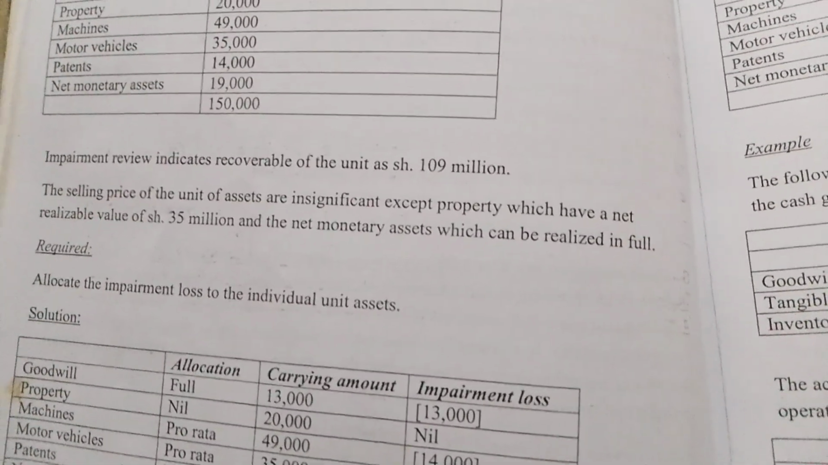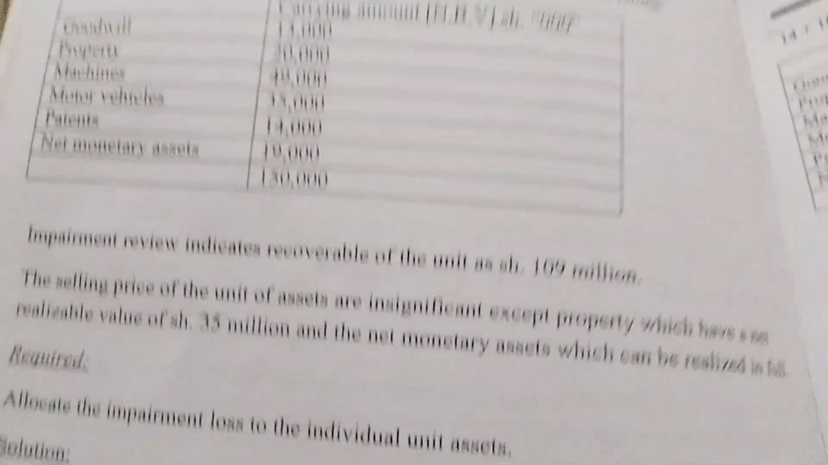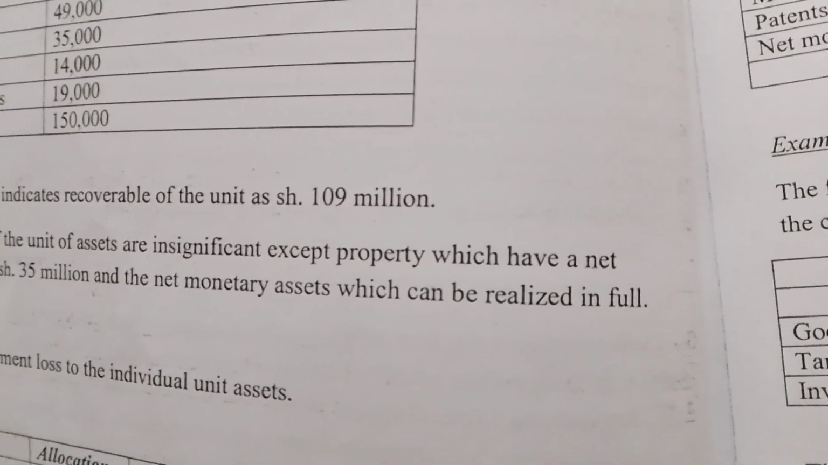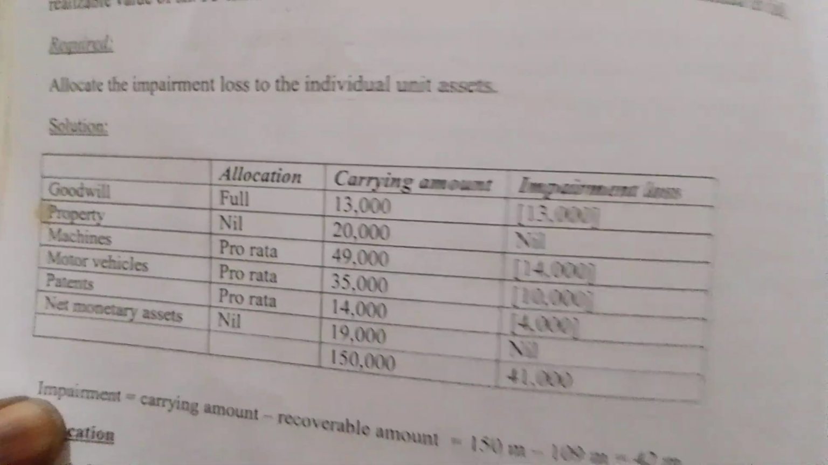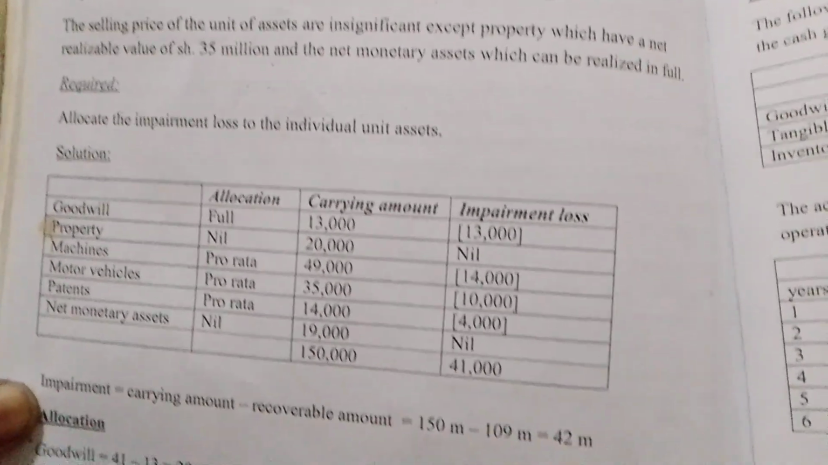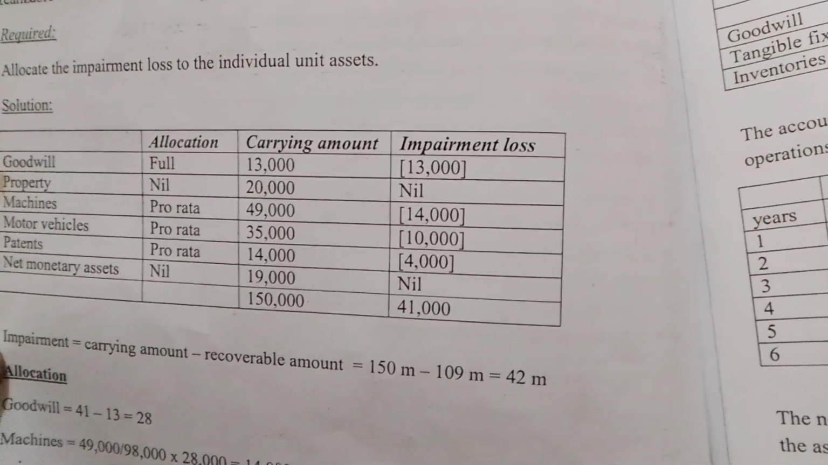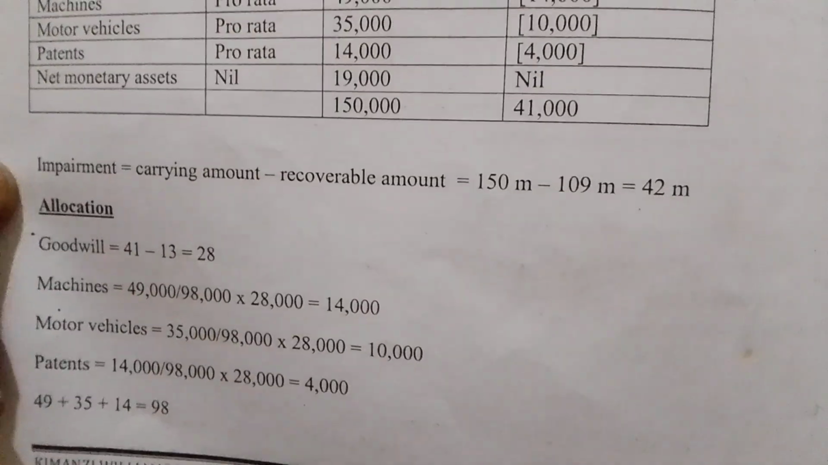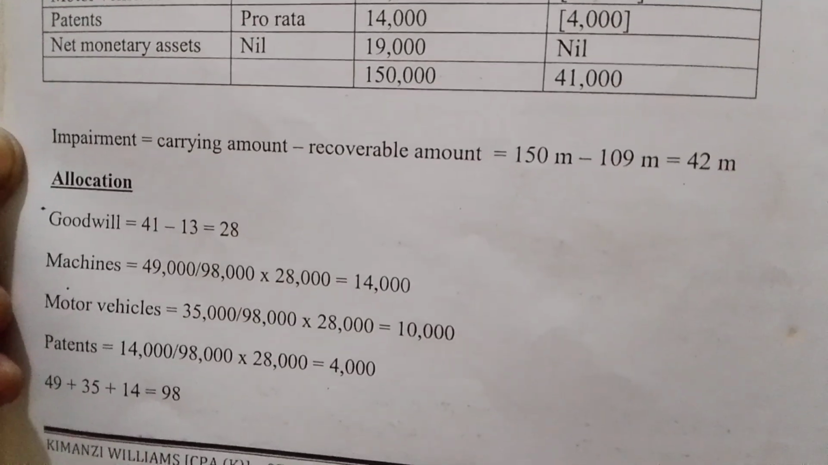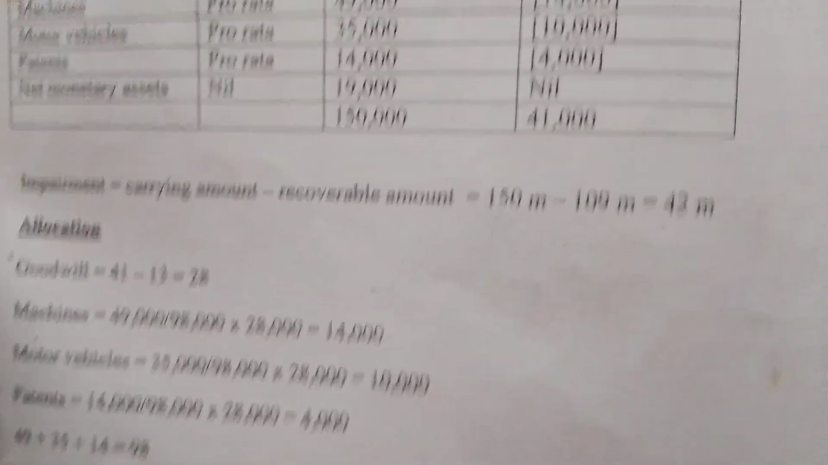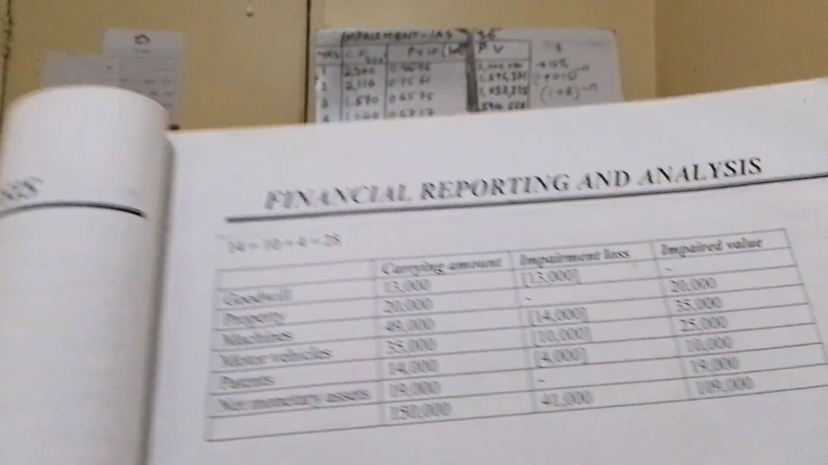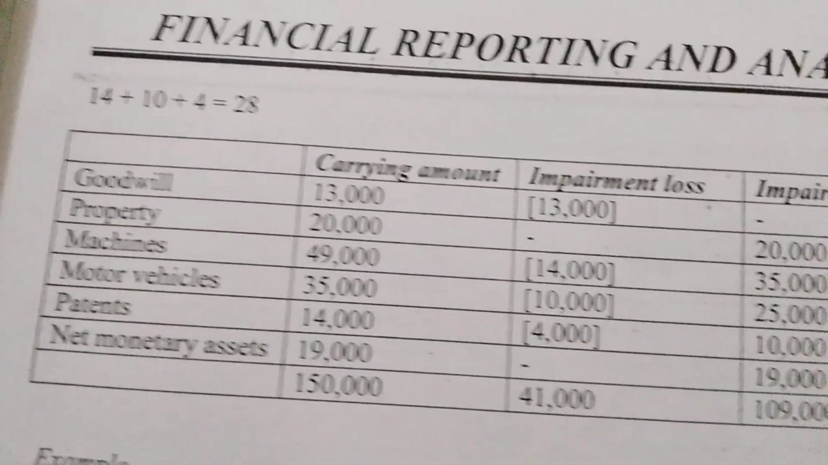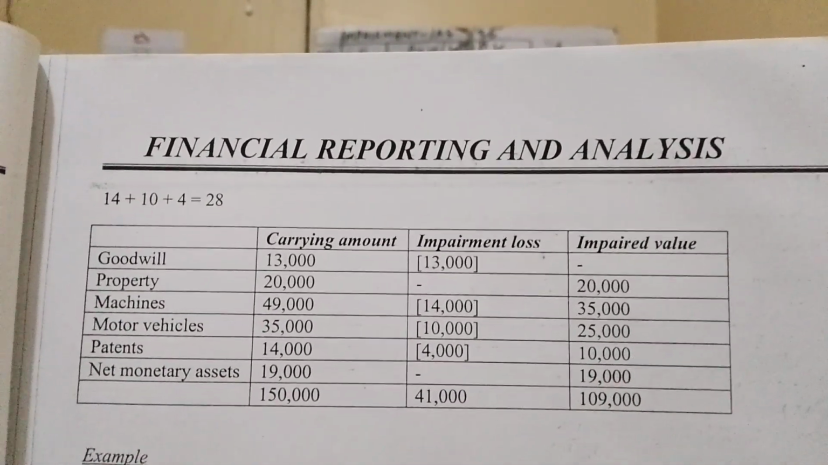Now, impaired by how much? Now, the next thing you have been told is the selling price of the unit of the assets are insignificant, so you have done that. So just make a follow-up of our solution down there. You follow that solution there. I have explained to you. Make a follow-up all the way up to the other page where we have done our conclusion.